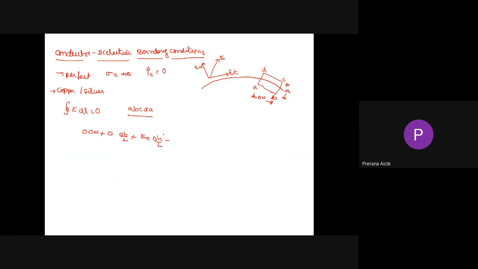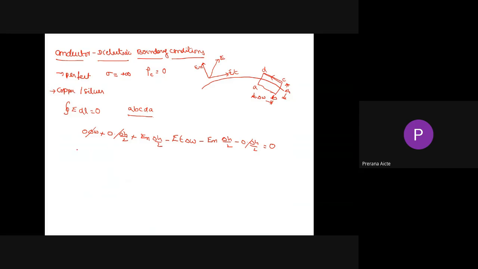Then minus E of t, because along CD the path direction is opposite, so minus E of t into del of omega, minus E of n into del of h by 2, that is from D to A, minus 0 into del of h by 2, is equal to 0. So the total integral of E into d of L is equal to 0. It is nothing but the total electric field for this closed path A, B, C, D, A.